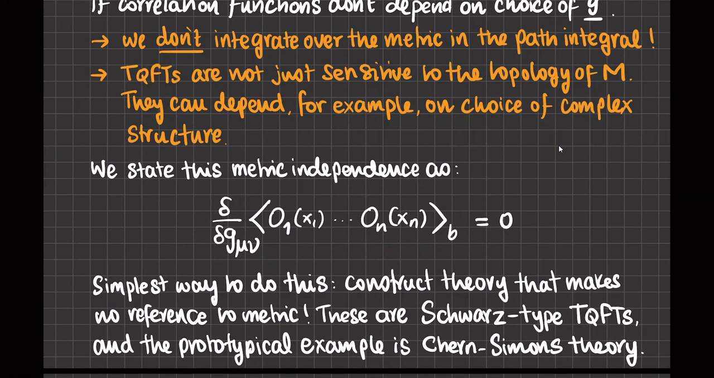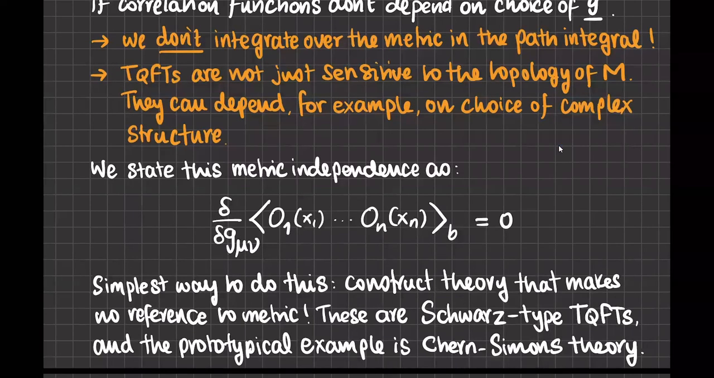If you're able to write down the Lagrangian density of a theory, and that Lagrangian density does not require that we specify a metric, then we're done. These are what are called Schwarz type topological quantum field theories. That is the kind of topological quantum field theory that does not require the metric to construct.